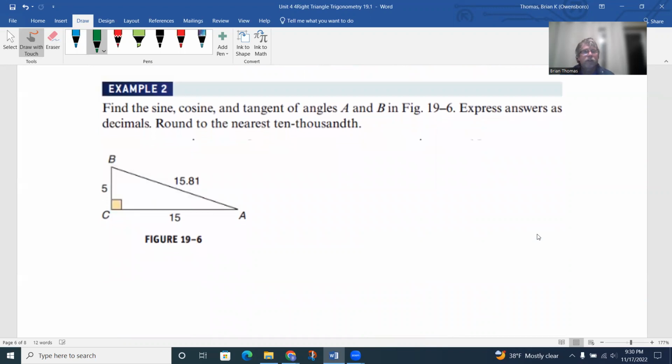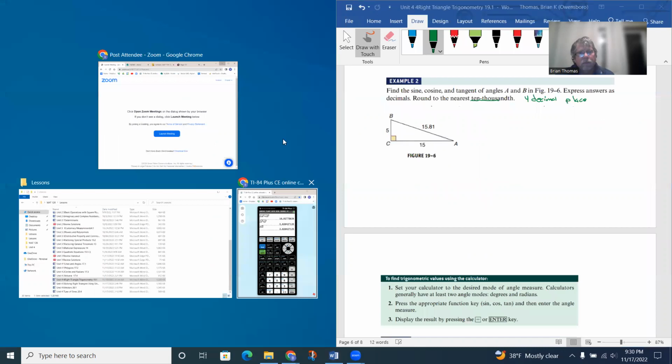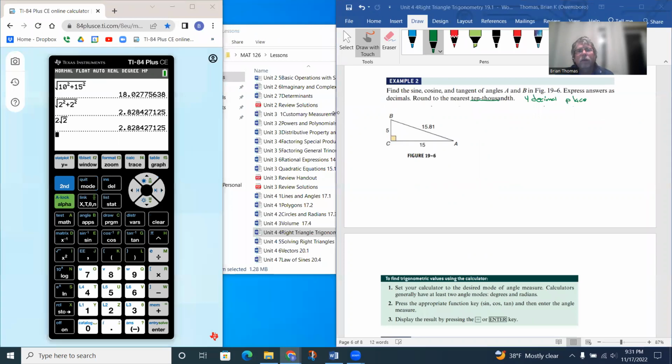So if we want to find the sine, cosine, and tangent of angles A and B, express the answers in decimals, and round the answers to the nearest 10,000th. So that means 4 decimal places. Probably need to get our calculator out for this. Let's just slide this over and make this a little bit bigger.